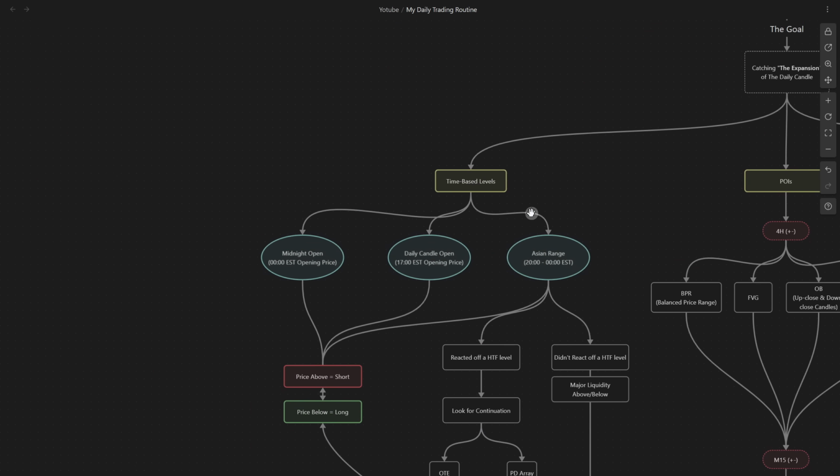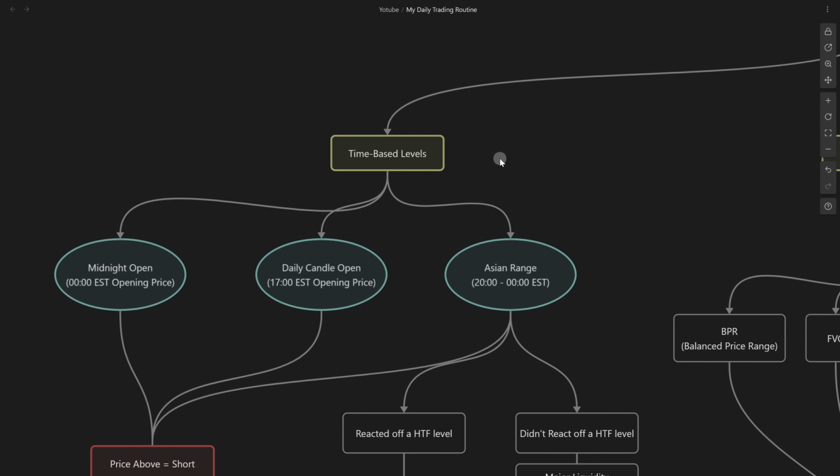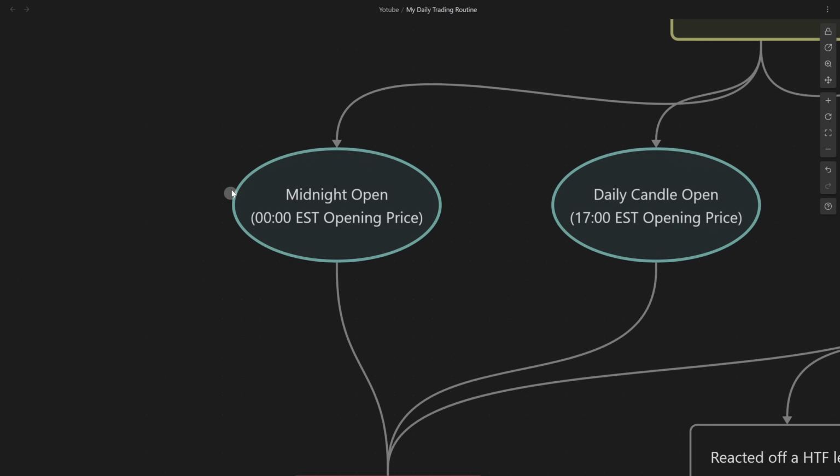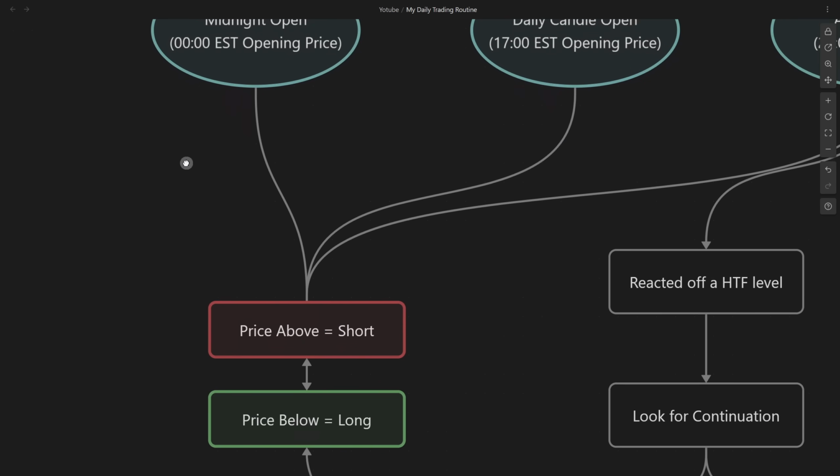Now what we're going to do first is go to the time-based levels. There are specific levels on the chart that I mark every day and they give me an indication of something. The first one is the midnight open. That's a very important level. We mark the opening price of the midnight candle, drag it to the right, and then see if price is above this level, we go short, and if price is below, we go long. And it's not always the case. Not every time would I go short blindly above and long below. No, we need to have some confluences with this, but it's a filter to look at in the end.